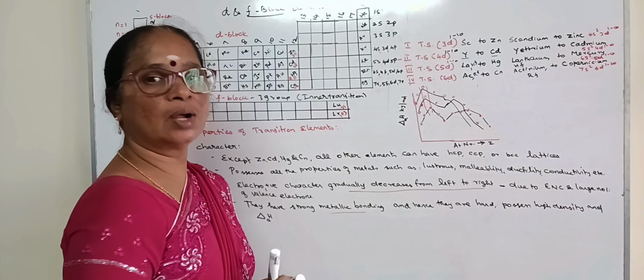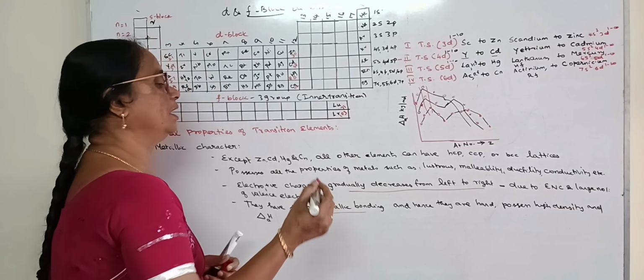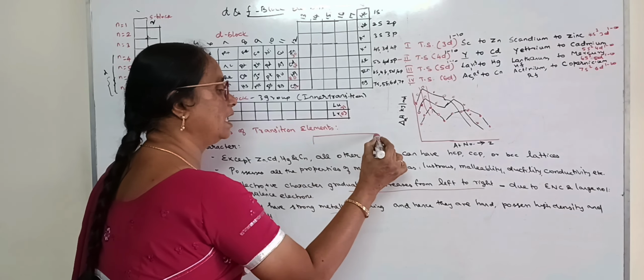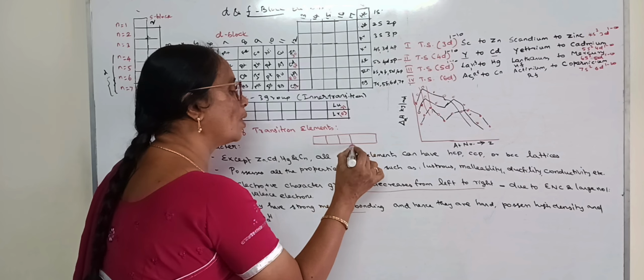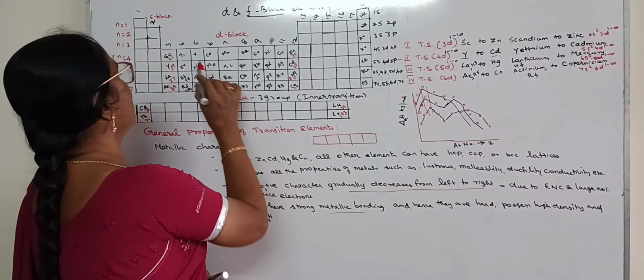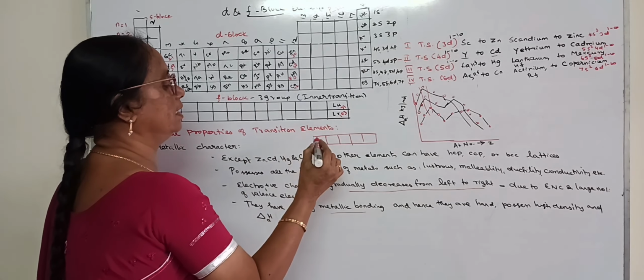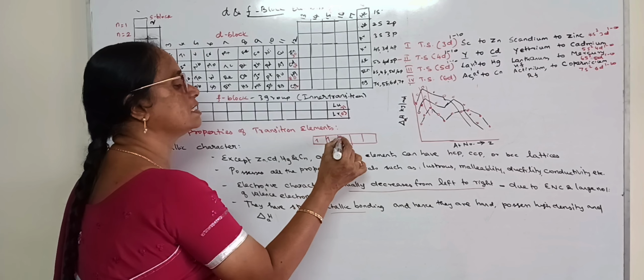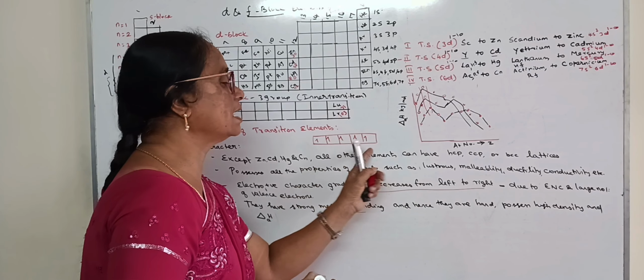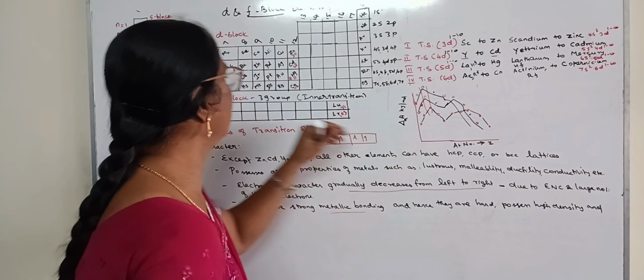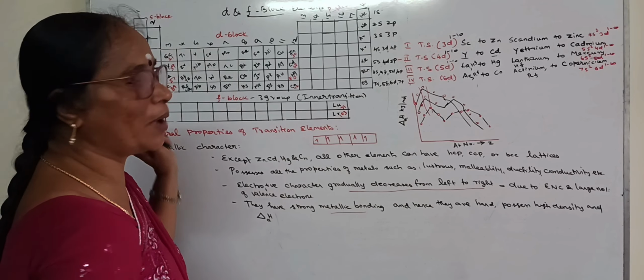When we talk about the filling up of d orbital, what happens? Every electron that enters into the d orbital enters just one by one. So when I move from scandium to manganese, the electrons enter in such a way that we can find the number of unpaired electrons goes on increasing from scandium to manganese.